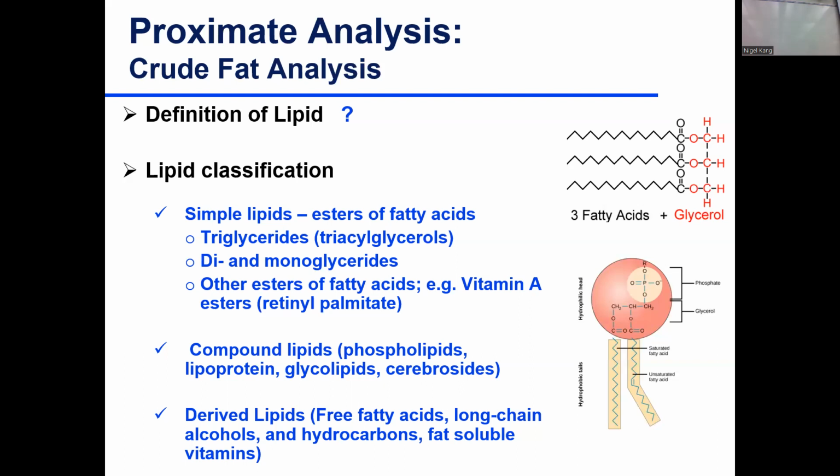Compound lipids like phospholipids, glycolipids, and cerebroside. So again, you can have different chains here or different groups here. Or this one, glycerol, can be different, like in glycolipids. And then derived lipids like fatty acid, vitamin A and D, hydrocarbons, fat-soluble vitamins like vitamin A and D.